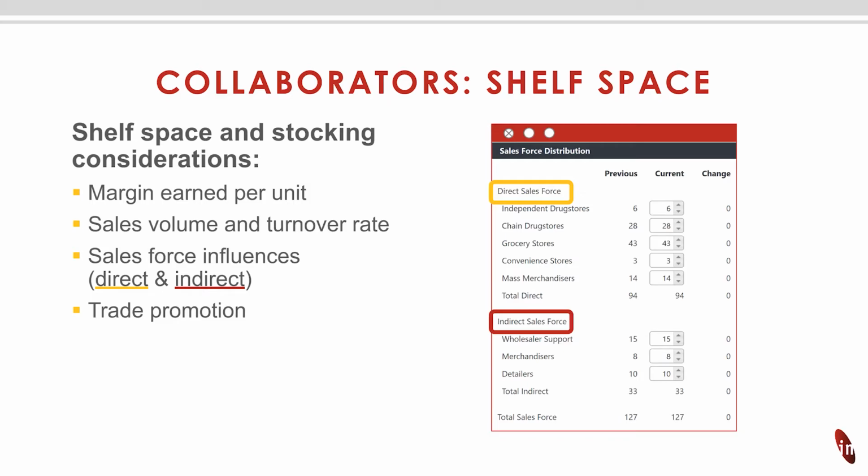Part of your marketing budget will be spent on salespeople. Your direct sales force will call on each of the 5 classes of retail outlets. Your indirect sales force consists of people calling on wholesalers, merchandisers, and detailers.